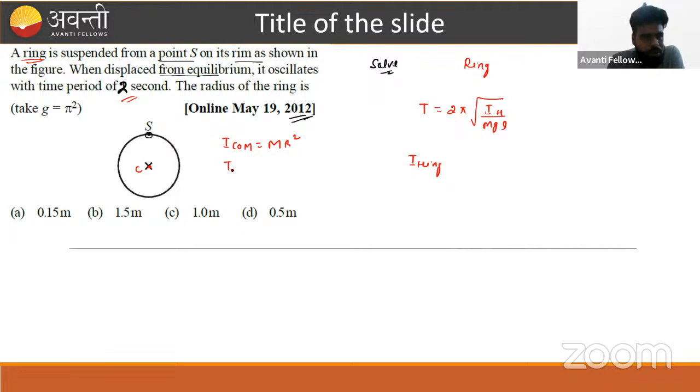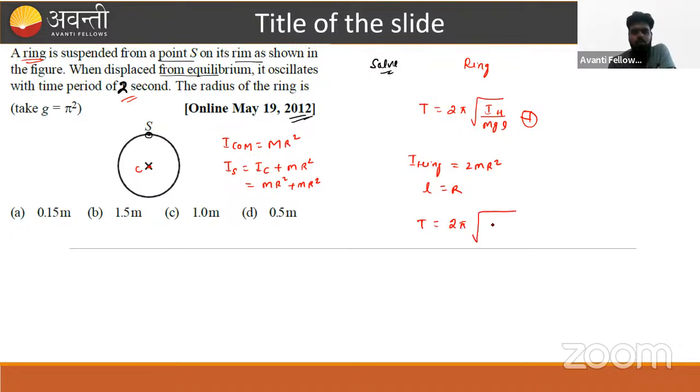So how can we write this? It is nothing but I center of mass plus mr². This value can be written as mr² plus mr², so I hinge will become 2mr². What is L here? That is equal to the radius. Put this value in this equation and we will get the correct answer.